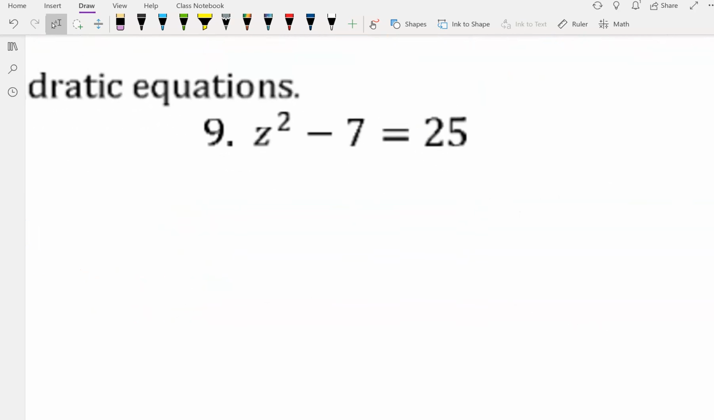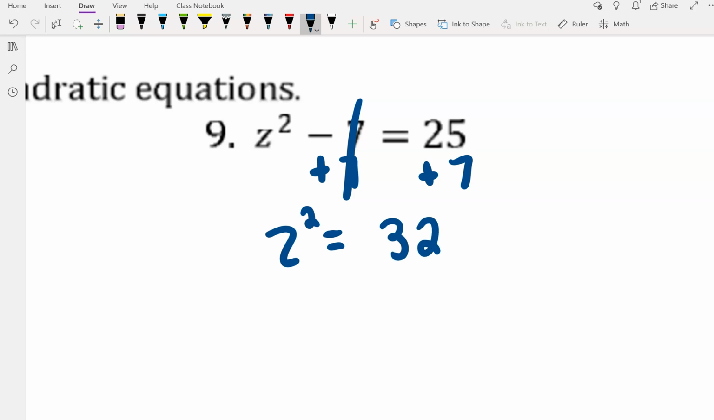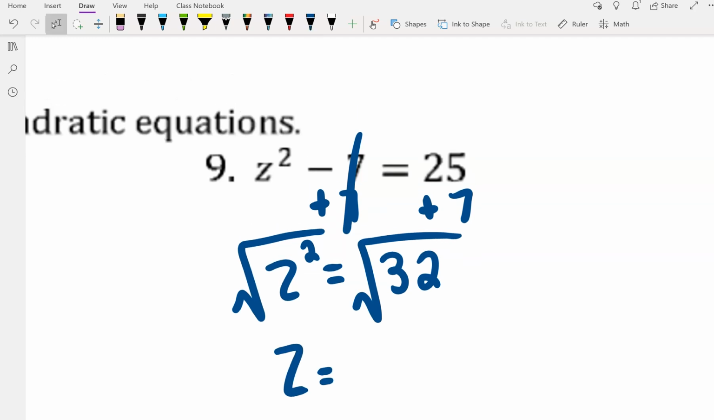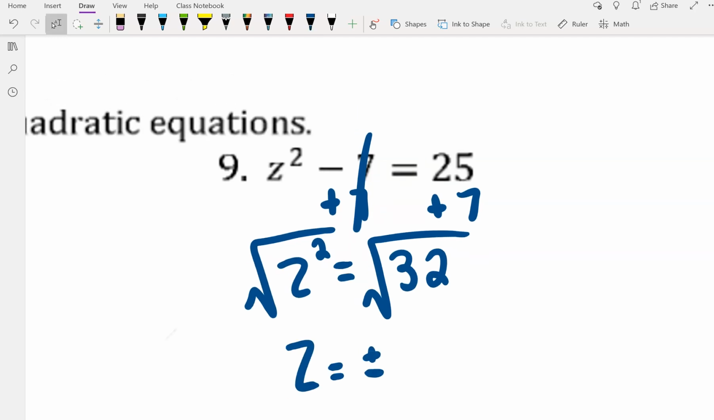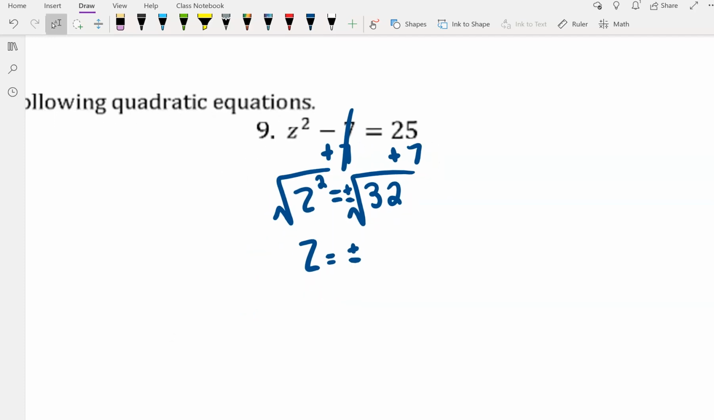All right, next one, same thing, move things away from the z. First thing I move is the 7. Add 7, add 7. Z squared equals 32. Next step, square root both sides to get rid of the squared. Z equals plus or minus, oops, I forgot to write that right here. Always put a plus or minus in front of the square root.